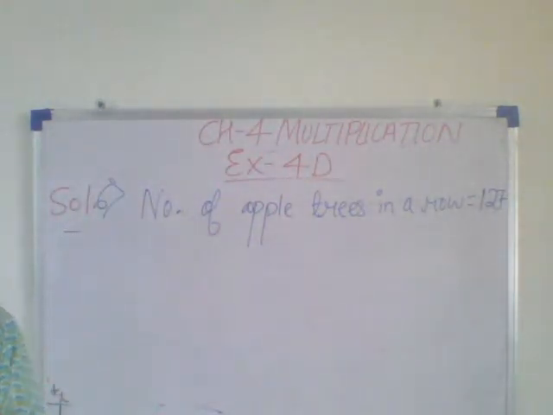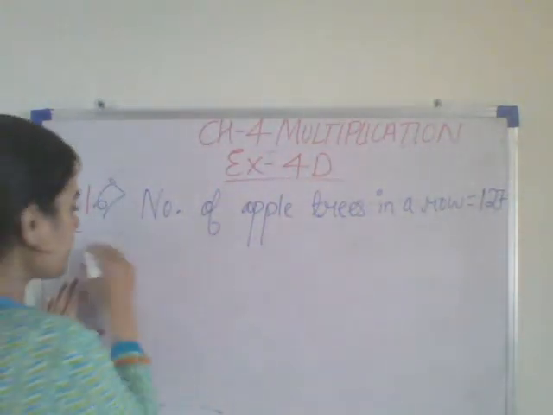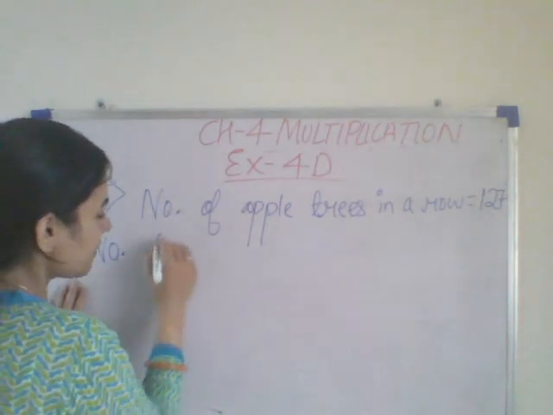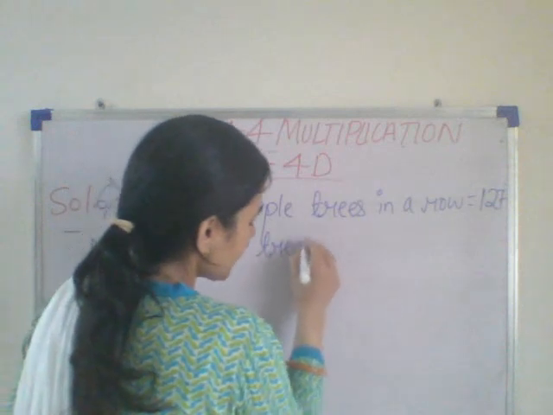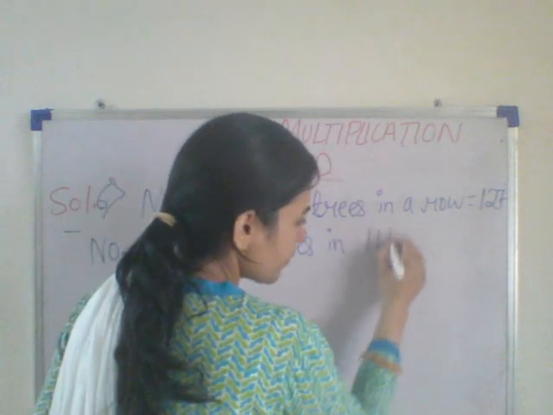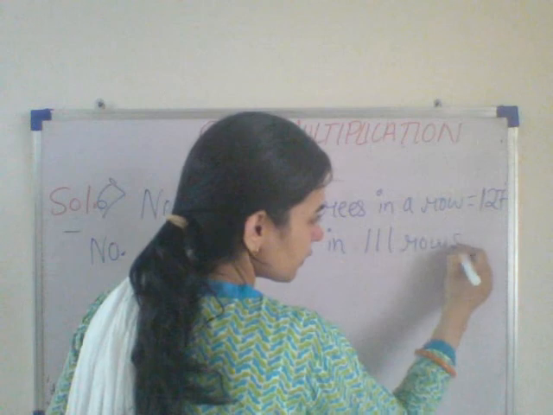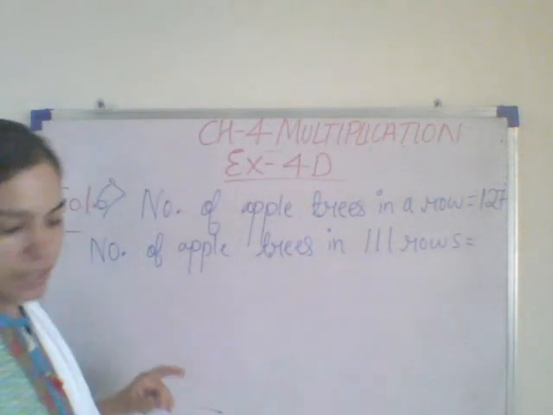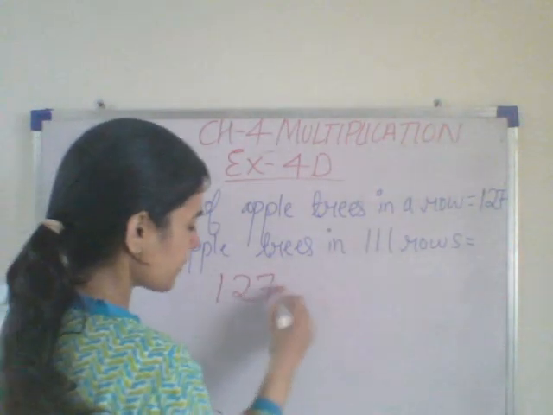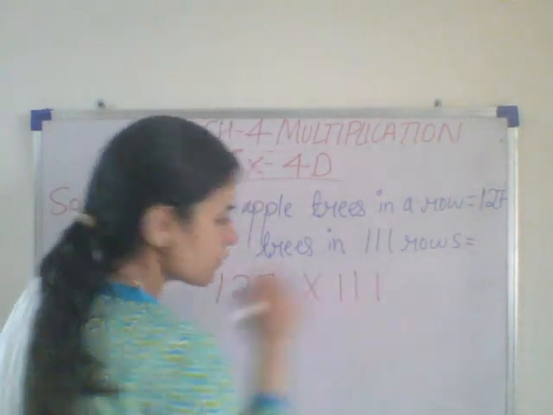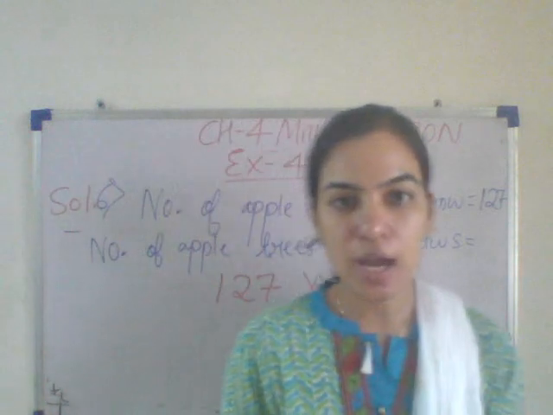You have to find, what we have to find? Number of apple trees in 111 rows. So what you will be doing? Again, you will be multiplying 127 with 111. You will be getting your answer.